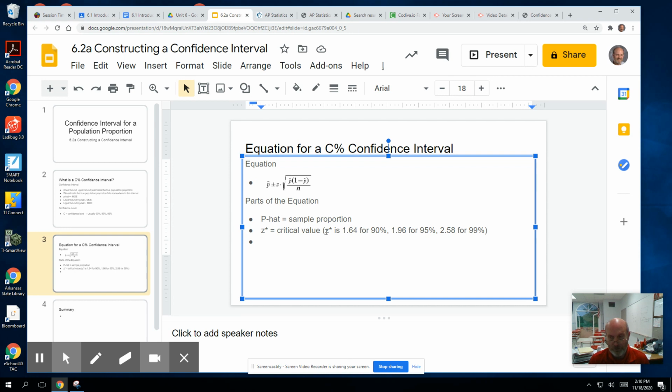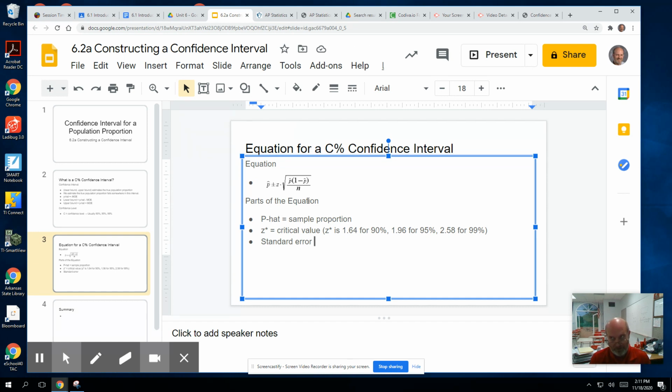And on the calculator, when we do this, you can just set the confidence level, and you don't have to have the z star, but you'll often be asked to present the z star, the critical value, so we need to know how to do that. That's the z star. The square root of p hat times 1 minus p hat all divided by n. That looks really familiar. It looks like the standard deviation of the sampling distribution we did in the last unit. And we're going to call that whole square root thing the standard error for the confidence interval.